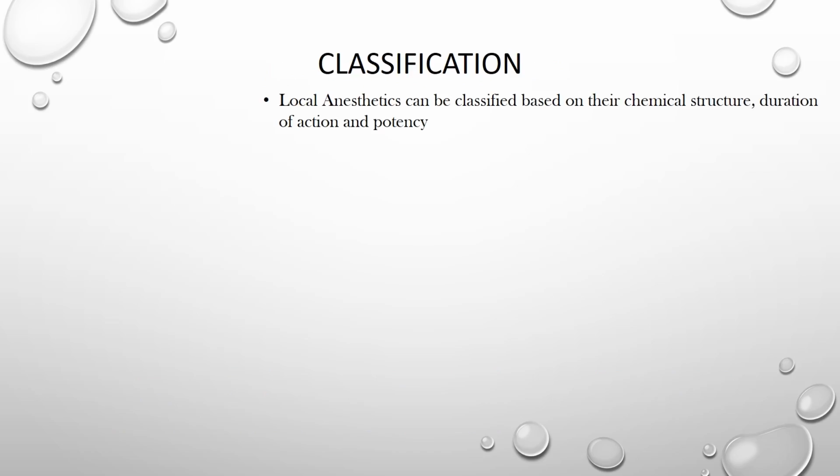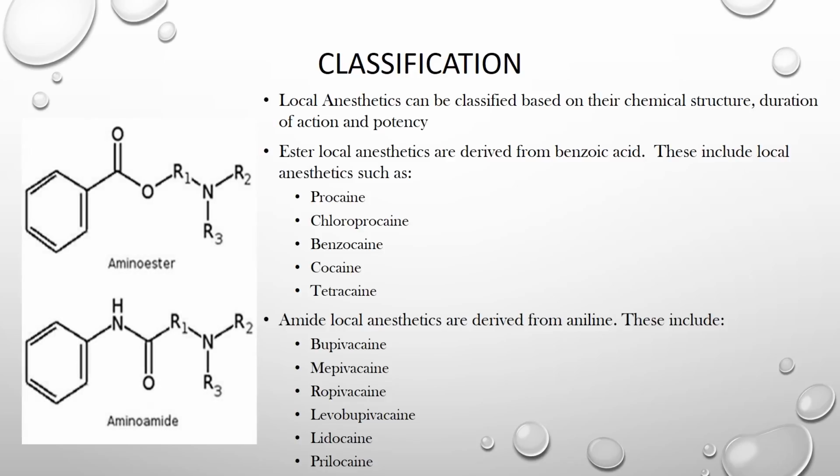Local anesthetics can be classified by their chemical structure, duration of action, and potency. In terms of chemical structure, local anesthetics can either be classified as an amino ester or an amino amide. Amino esters are derived from benzoic acid, whereas amino amides are derived from aniline. The differences between these two chemical structures is depicted on the left-hand side of your slide.